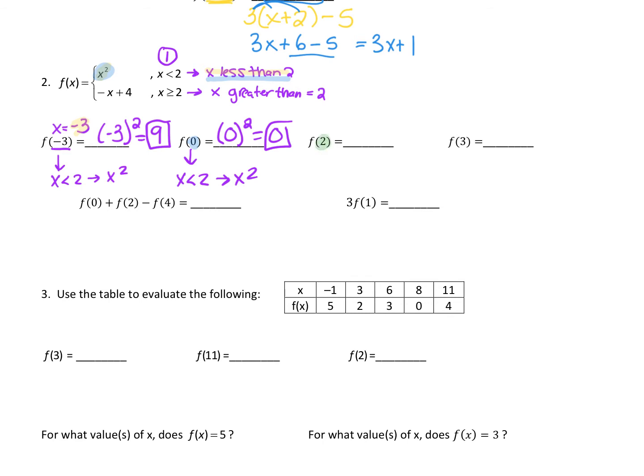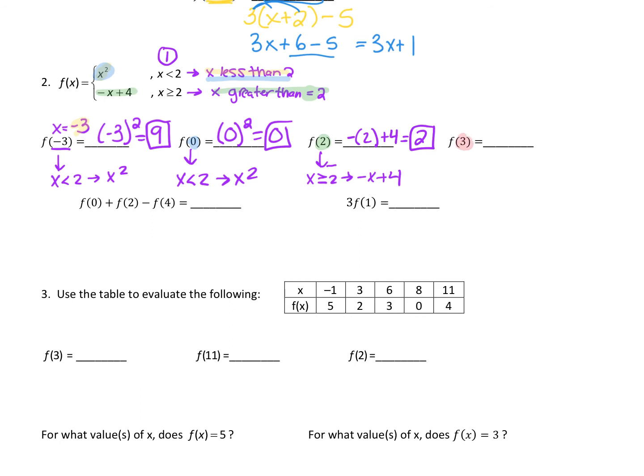All right, f of 2 means that x is 2. Well, they both have 2's, but it's actually going to be the second inequality because this one's equal to 2. So that means I'm going to use negative x plus 4. So since this is greater than or equal to 2, I'm going to use negative x plus 4. So instead of x, I'm going to say negative 2 plus 4, which would give me 2.